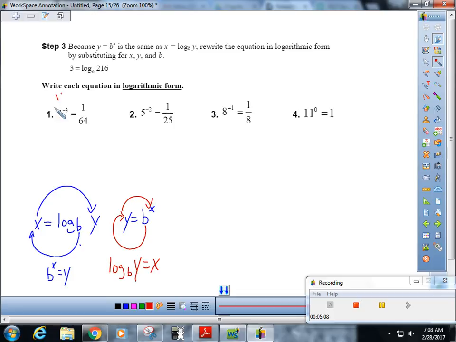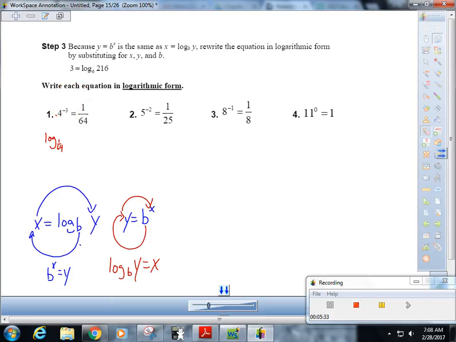So right now we want them in log-based form. They are currently in the form y equals b to the x. So we need to do log base b of y equals x. So log base 1/64 of, hold on, we should switch this. This is even more confusing. Okay, if you look at the way this is written, we would really write it as 1/64 equals 4 to the negative third. So let me start over with this one.